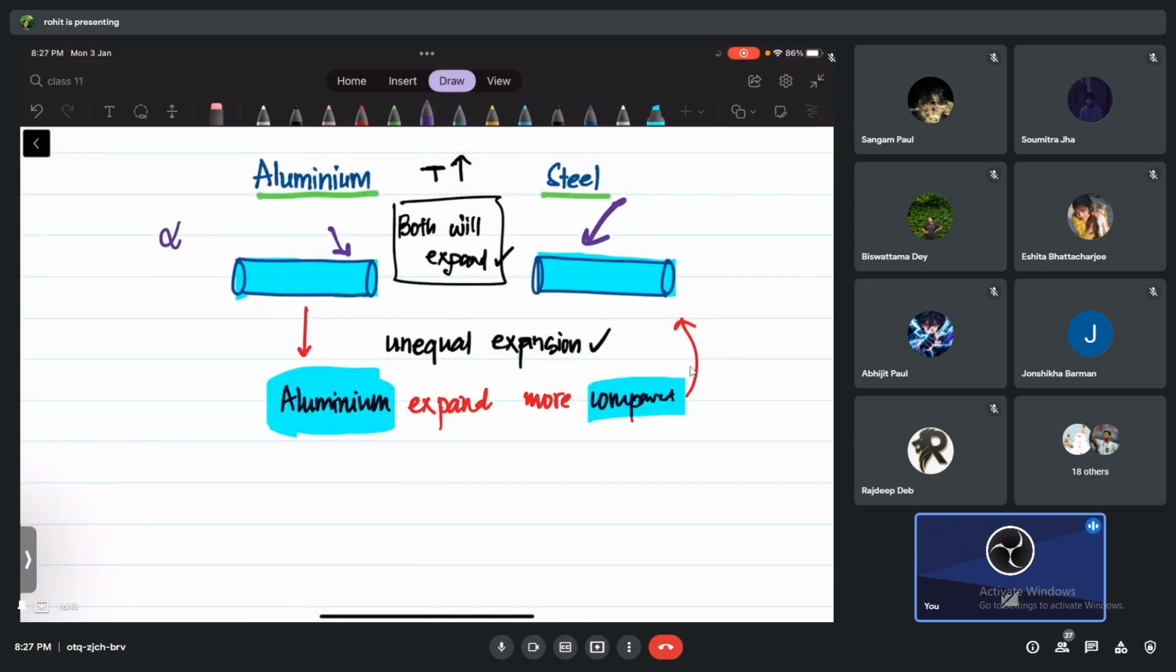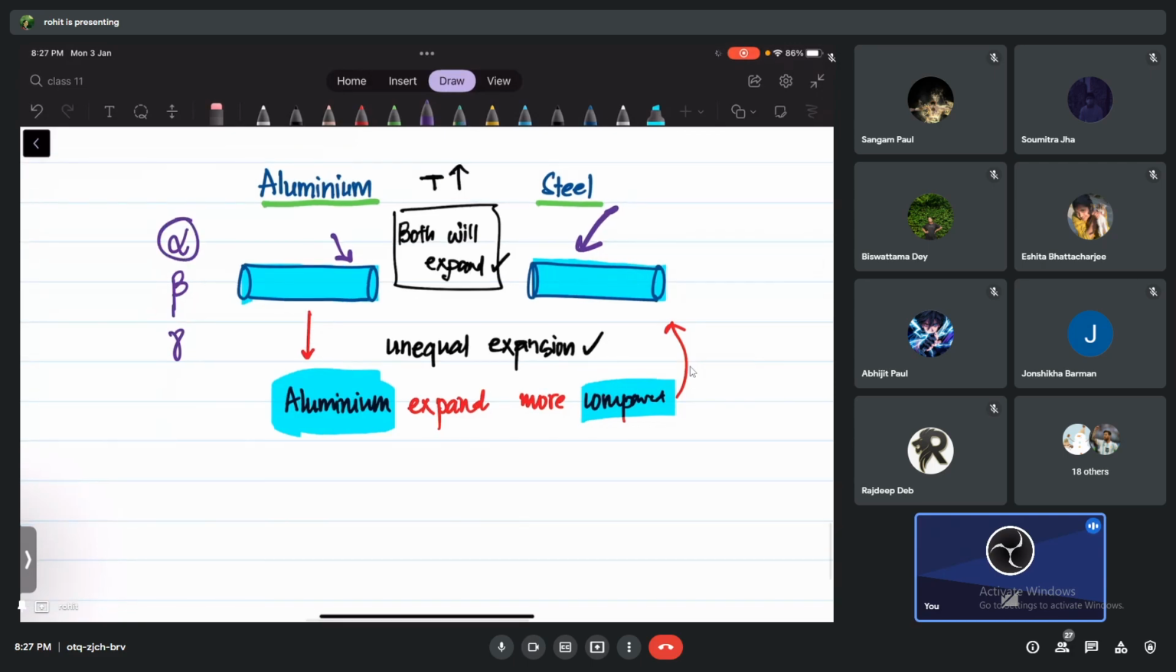Okay, we call it alpha, we call it beta, and we call it gamma. I'll tell you what that is, don't worry, it will be fine. Alpha is called the coefficient of linear expansion, it has to do with length. Beta is called the coefficient of superficial expansion, it has to do with area, and gamma is called the coefficient of volumetric expansion, it has to do with the expansion of volume.